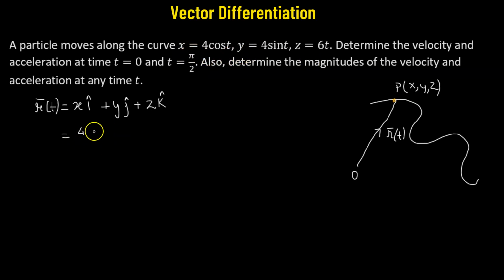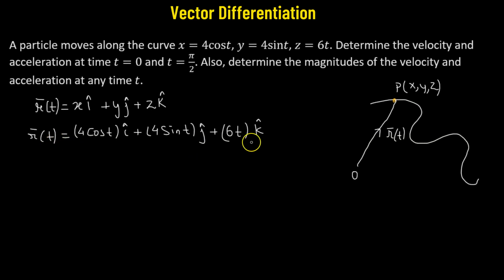So x is 4 times cosine t i cap, plus y is 4 times sine t j cap, plus z is 6t k cap. So this is our position vector as a function of time, equation number 1. t could be any parameter, but here we will consider it to be the time parameter.